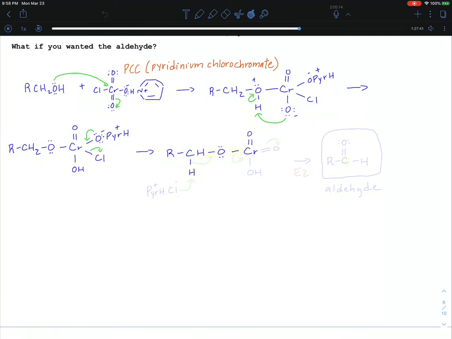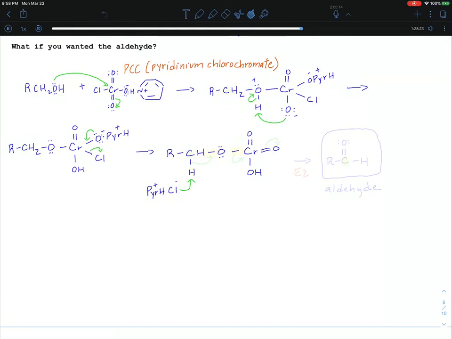So we kicked off the chlorine. We've got the rest of our species here, and over here we've got our little salt. So we're going to attack that hydrogen, and when we do, now you guys, this hydrogen is the hydrogen that's on the carbon that bears the hydroxyl group. This is why a tertiary alcohol is not going to oxidize.